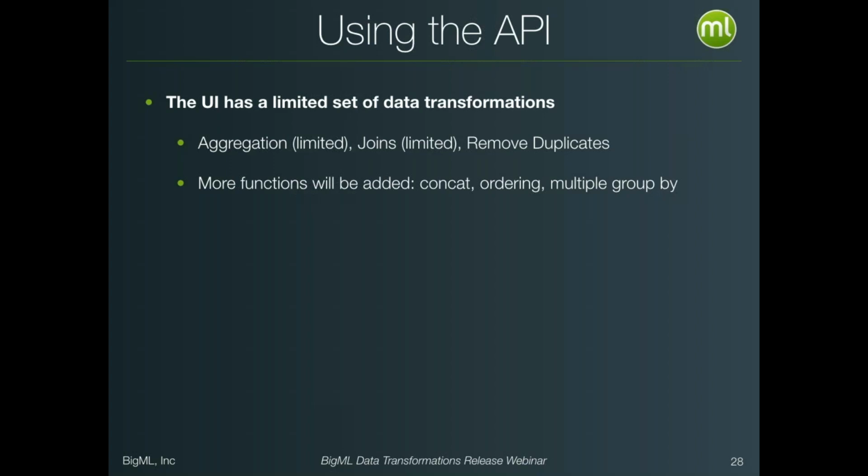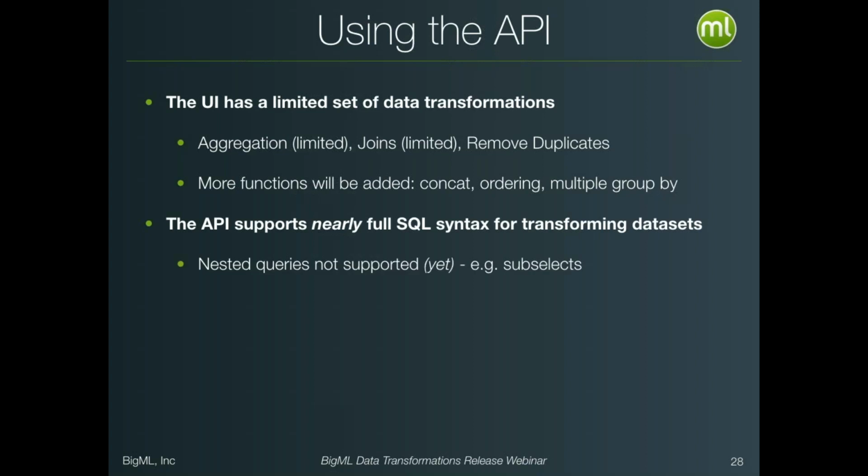So that's something you can do there. And we can also do multiple group bys in the UI. I forgot to show you, but instead of just grouping by one feature, you could actually do 2 or 3. You can do that as well. Now the API supports a nearly full SQL syntax for transforming data sets.